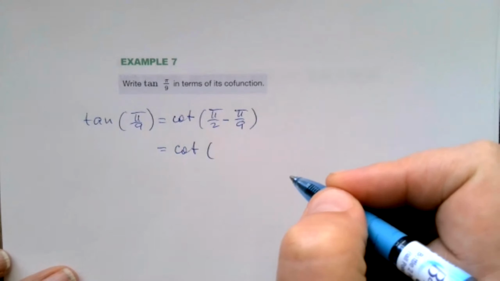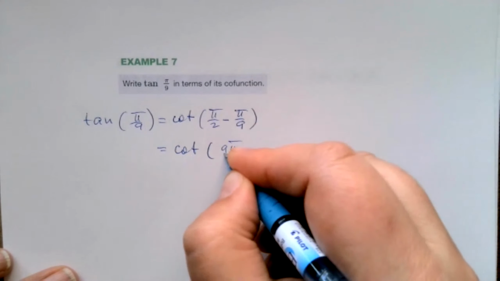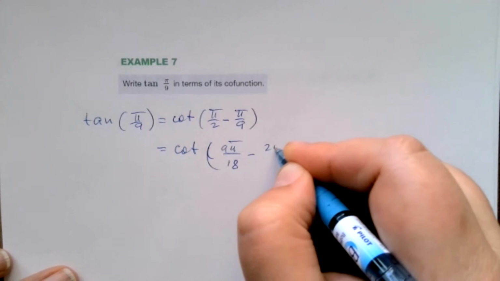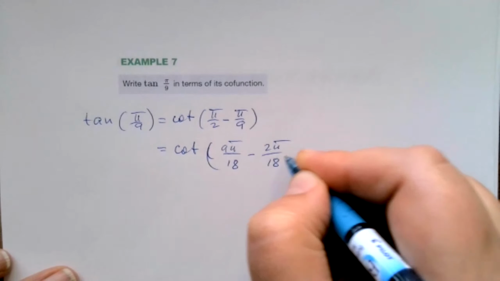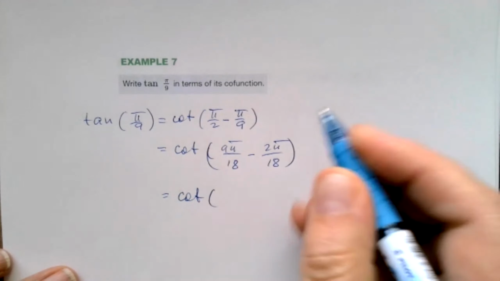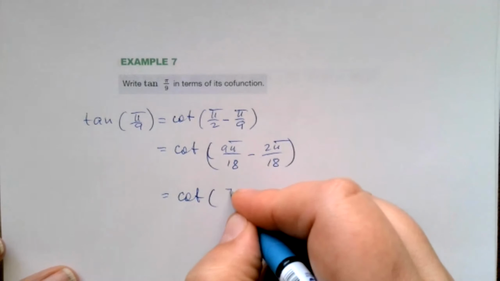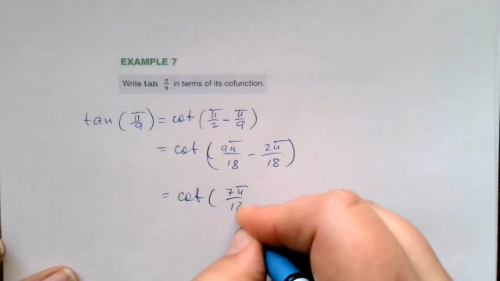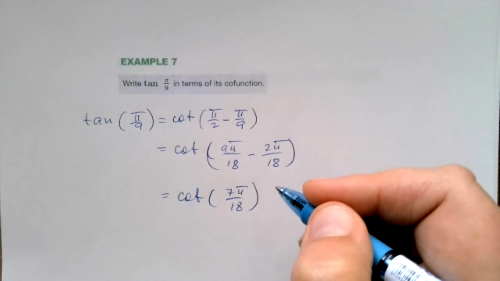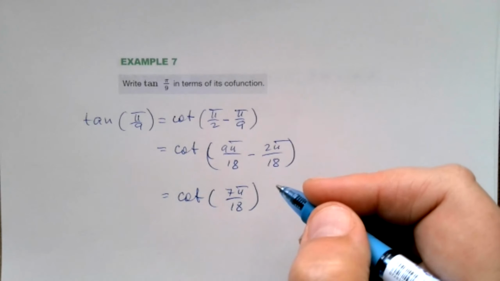The common denominator is 18. So we have 9 pi over 18 minus 2 pi over 18. That gives us the cotangent of 9 minus 2 is 7, 7 pi over 18. And that's our answer to this question.